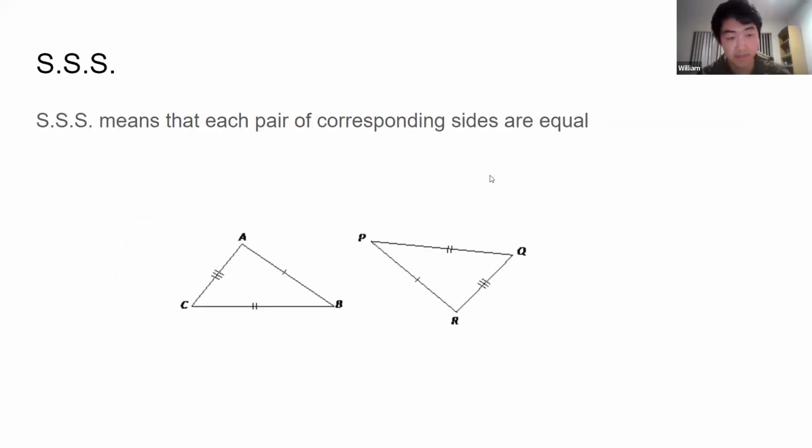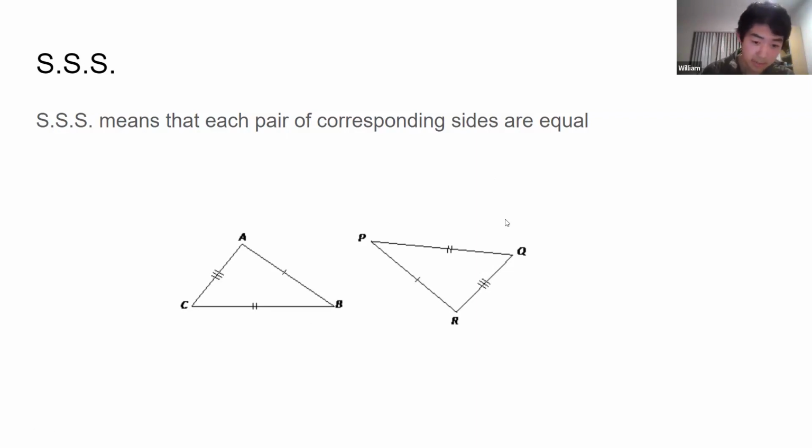So SSS means that each pair of the corresponding sides are equal. If you look at this diagram here, you see that AC is equal to QR, and that AB is equal to PR, and that CB is equal to PQ.